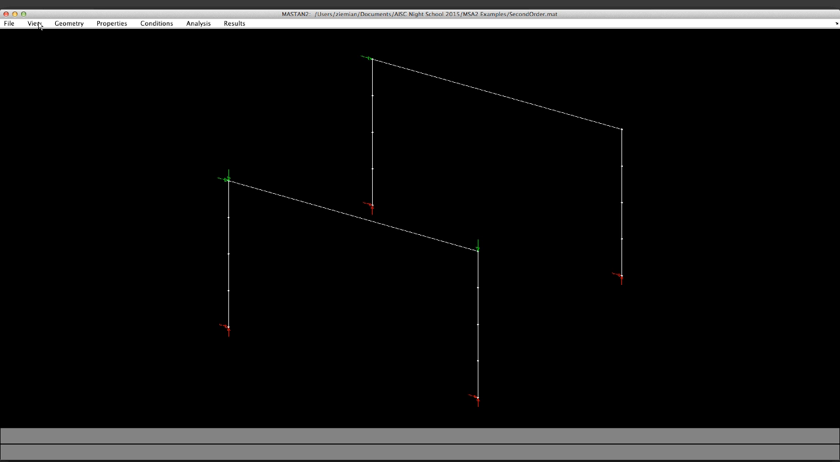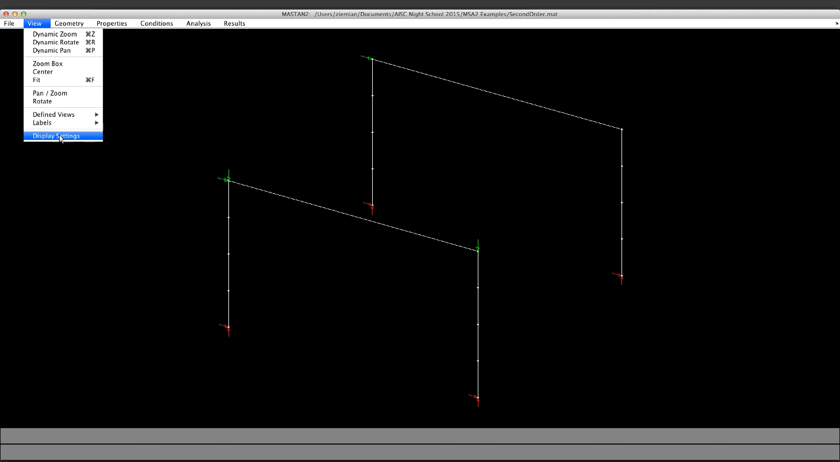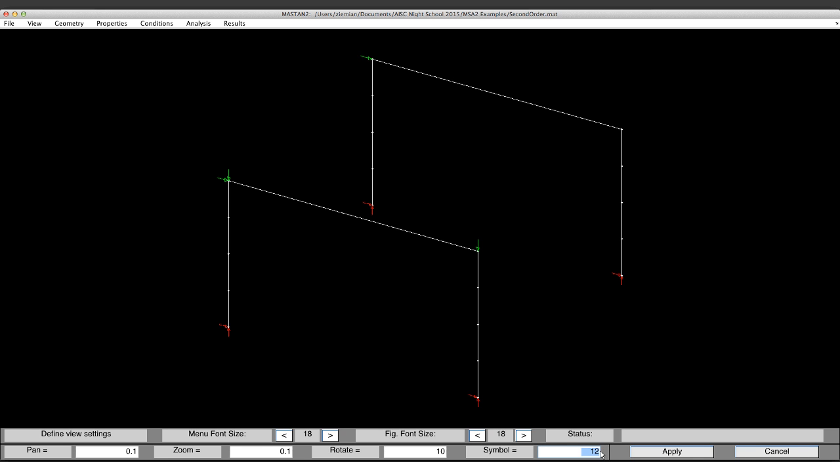Maybe what I can do is just turn up... I may have made them too large. All right, so I increased the size of the arrows. The green arrows are the forces, and I have two frames here in parallel. The frame in the back has no gravity load on it, and the frame in the front is identical to the frame in the back, except it has gravity load on it.